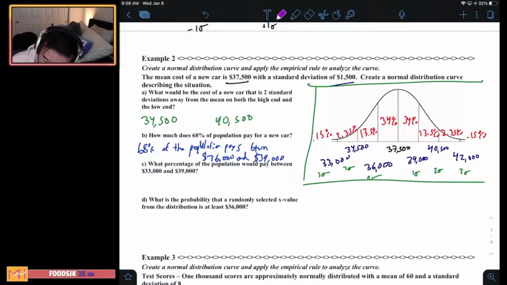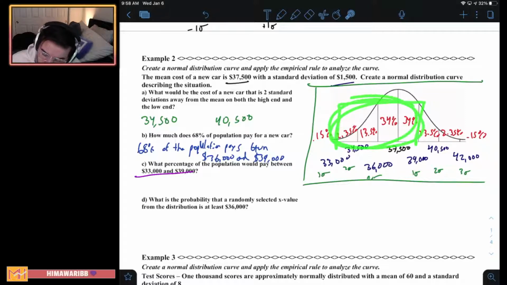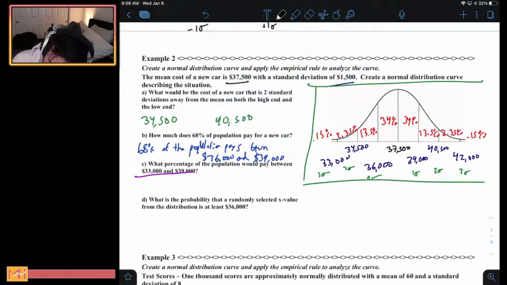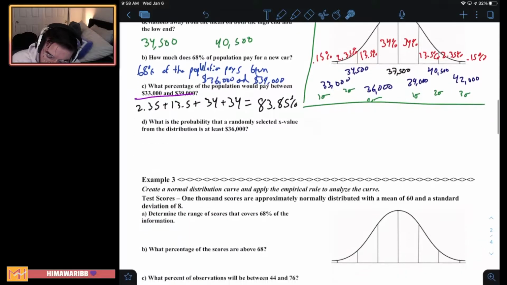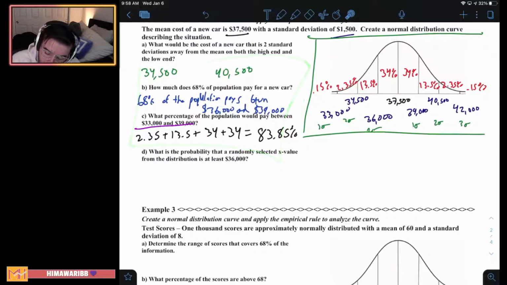What percentage of the population would pay between 33 and 39? Well, from 33 to 39 basically just means add them together. So that's 2.35 plus 13.5 plus 34 plus 34, and we end up with 83.85%. These questions sort of answer themselves if you draw this very accurately, okay?